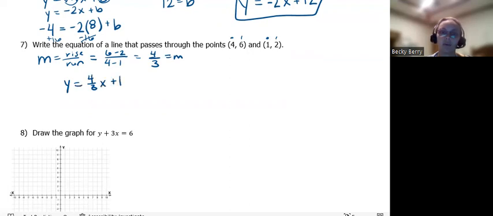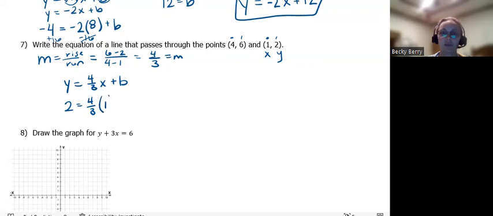But I still don't know what my y-intercept is. So I am going to plug in either point. It doesn't matter. This one looks a little simpler with 1s and 2s, so I'm going to choose that one. It may not be, but we'll use it anyway. Okay, so 2 goes here for my y.